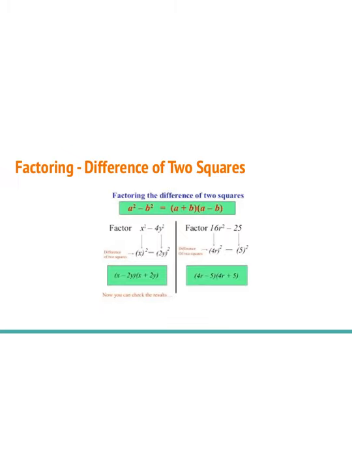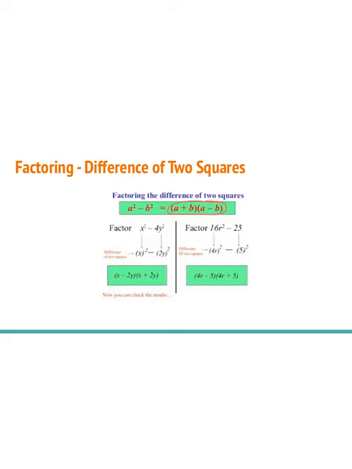All right, next we're going to talk about the difference of two squares. So this can kind of look confusing at first, but it's not too bad. What you are going to do is notice a pattern. These take the form of a squared minus b squared. And our formula here that we're going to work with is right here.